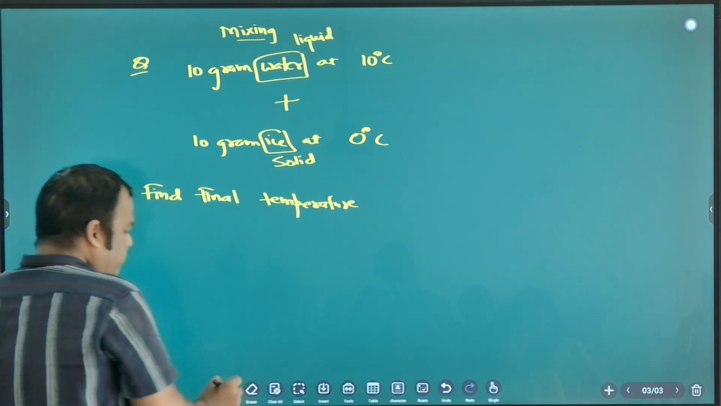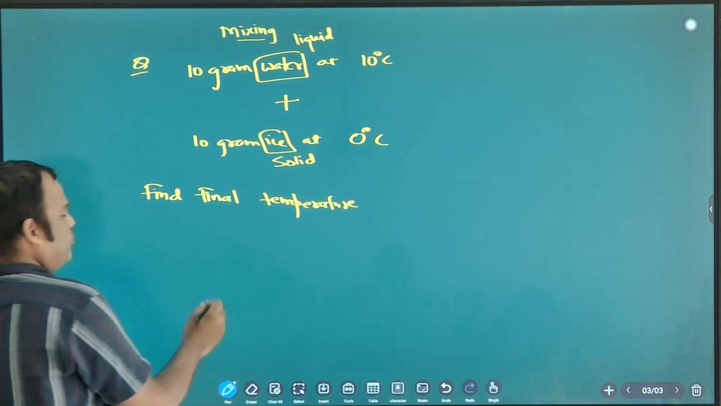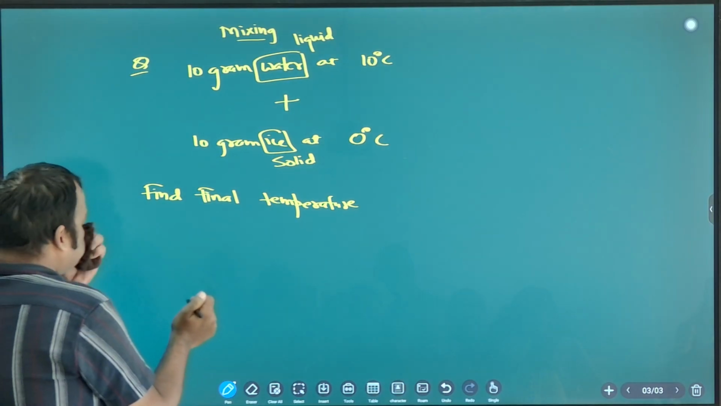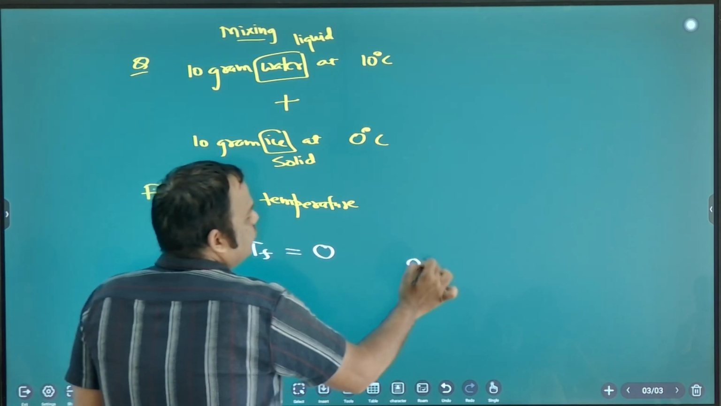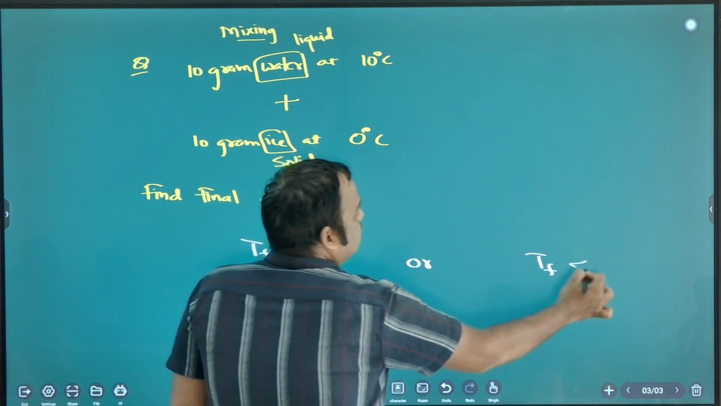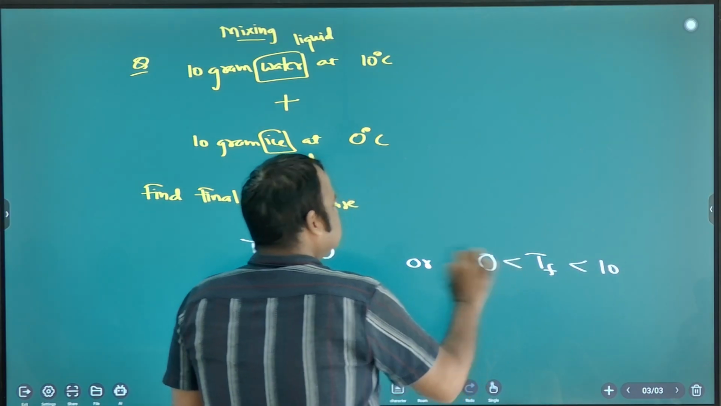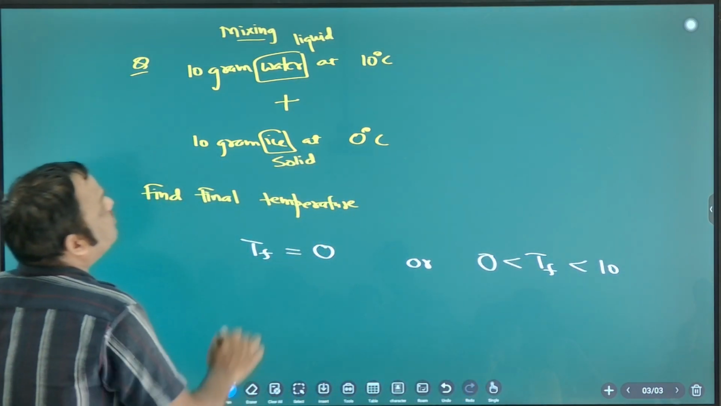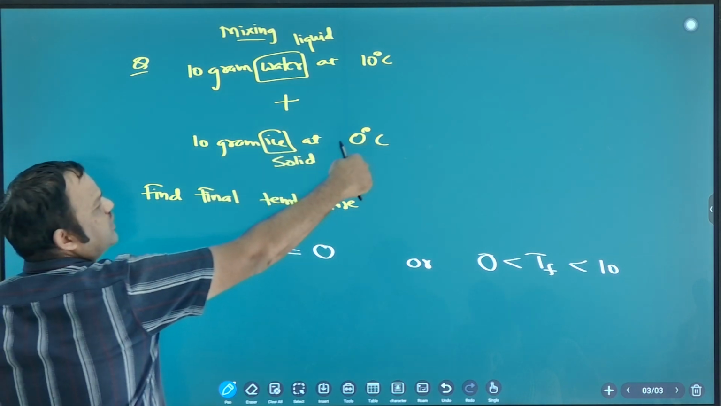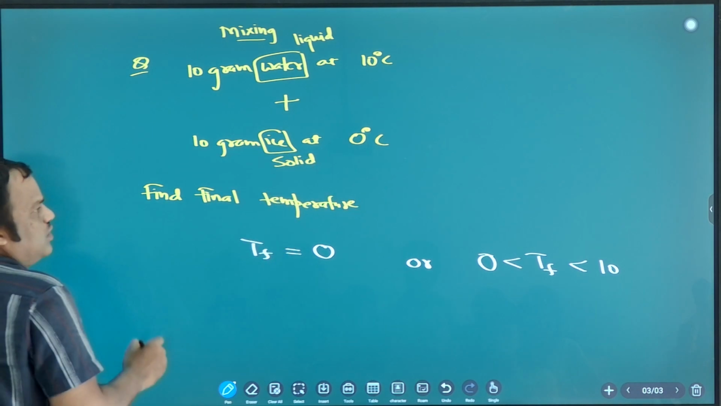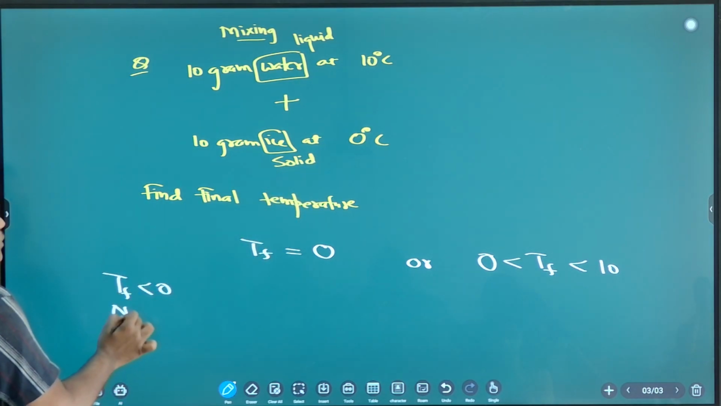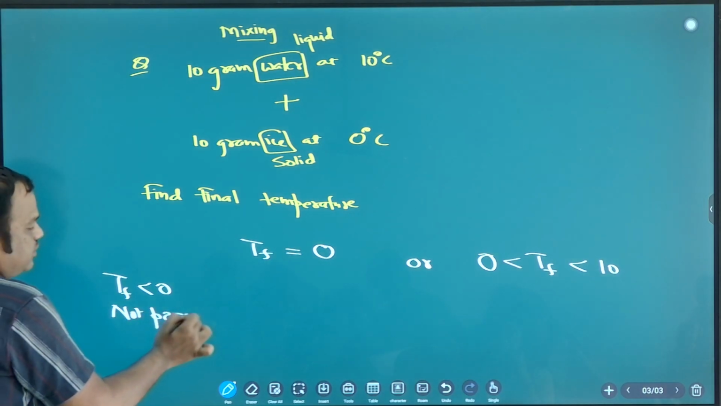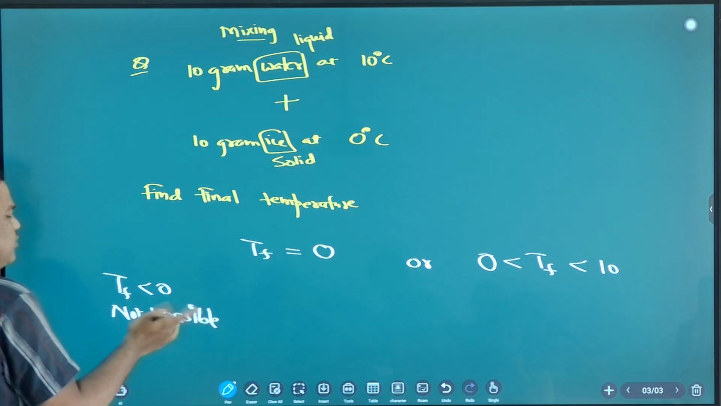So what are the possibilities? The final temperature is 0, or the final temperature is between 10 and 0. Is it possible for the final temperature to be less than 0? Less than 0 is not possible. Tell me why a final temperature less than 0 is not possible.